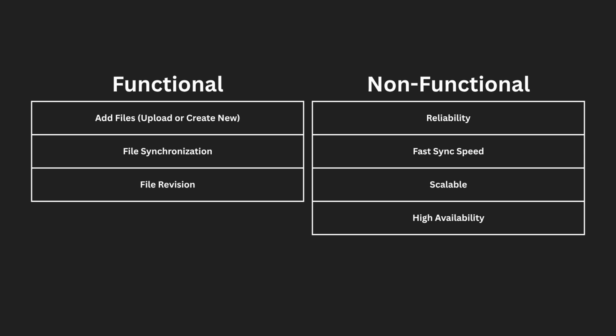The first functional requirement is to add files. Users can both upload or create new files. Both of these will fall under the umbrella of add files. Second, the system will sync files across multiple devices. If a user uploads a file on their computer, it will also be available on their phone. Third, files will be versioned. Users can track and see the various file versions and edits.